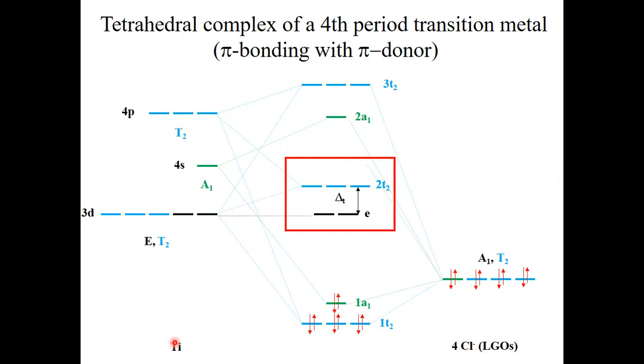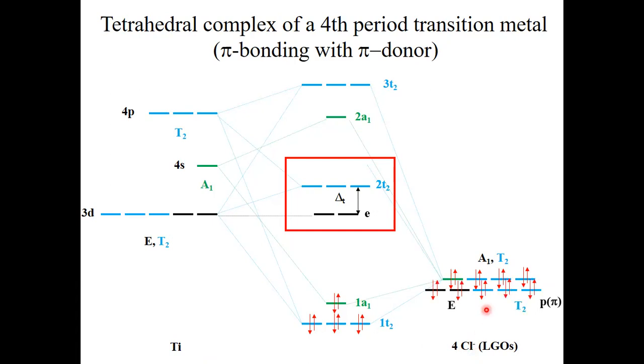So let us construct the qualitative molecular orbital diagram for titanium tetrachloride under the consideration of pi bonding, assuming now that the chloro ligand acts as a pi donor. When we consider the chlorine as a pi donor, we can neglect the anti-bonding ligand group orbitals, and we only need to consider the bonding ligand group orbitals.